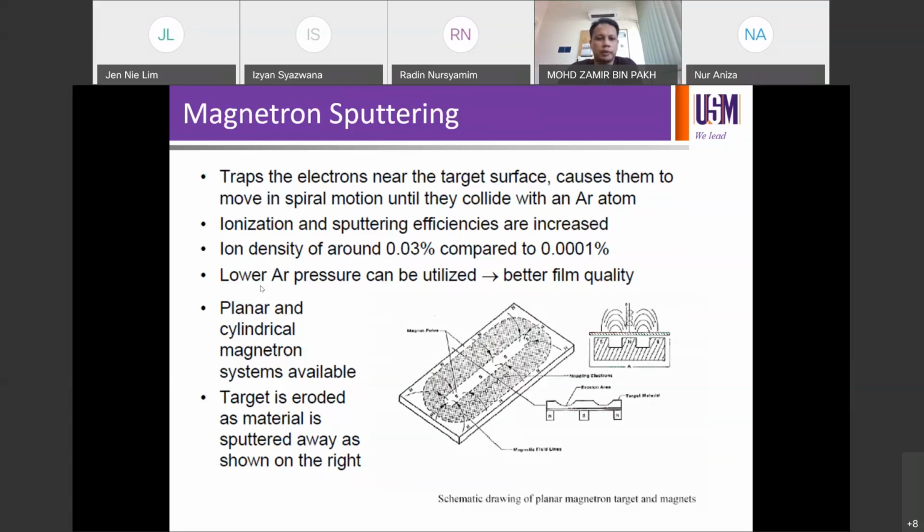You can also manipulate the argon pressure in this system in order to produce better film quality. Usually, if you go for higher argon pressure or higher gas pressure, you typically end up with thin films with higher roughness. On the other hand, if you go for lower pressure, then you normally end up with films with lower roughness.